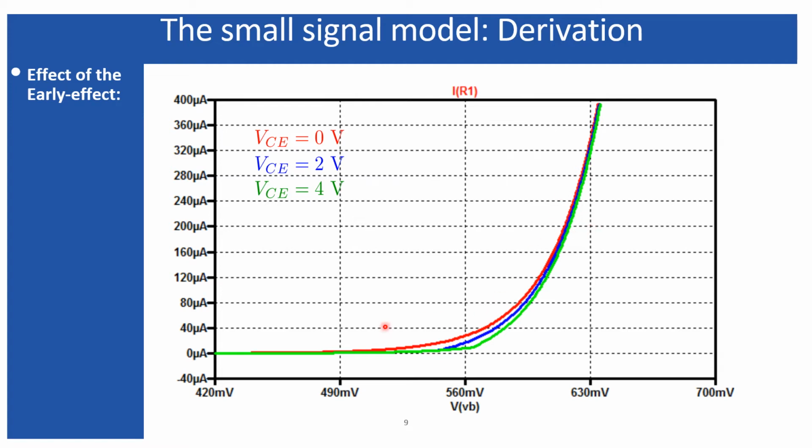Now I'm going to discuss how such a variation can be included in our small signal model. Basically, this VCE represents the output voltage for right now, and this IB, which I have plotted over here, represents the input current. So the input current gets influenced by the output voltage: as the output voltage increases, the input current decreases. This is another important thing we have to keep in mind. So let's see how we can model this.